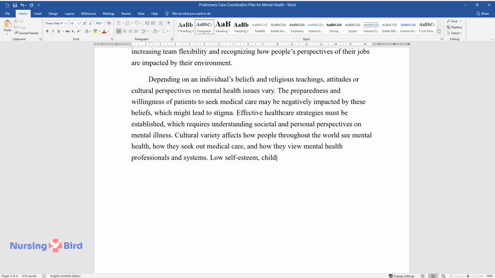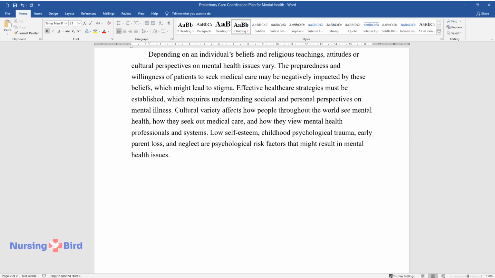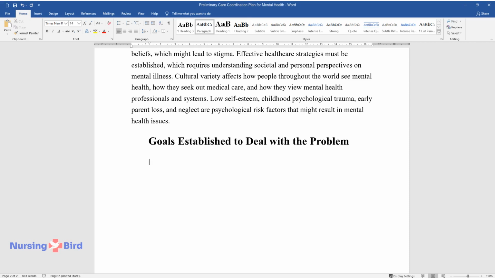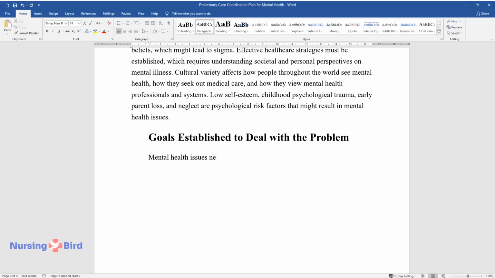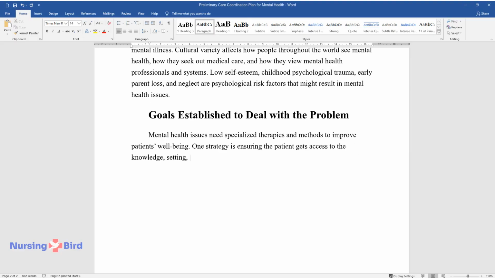Low self-esteem, childhood psychological trauma, early parent loss, and neglect are psychological risk factors that might result in mental health issues. Goals established to deal with the problem. Mental health issues need specialized therapies and methods to improve patients' well-being. One strategy is ensuring the patient gets access to the knowledge, setting, and tools needed to address their problems.